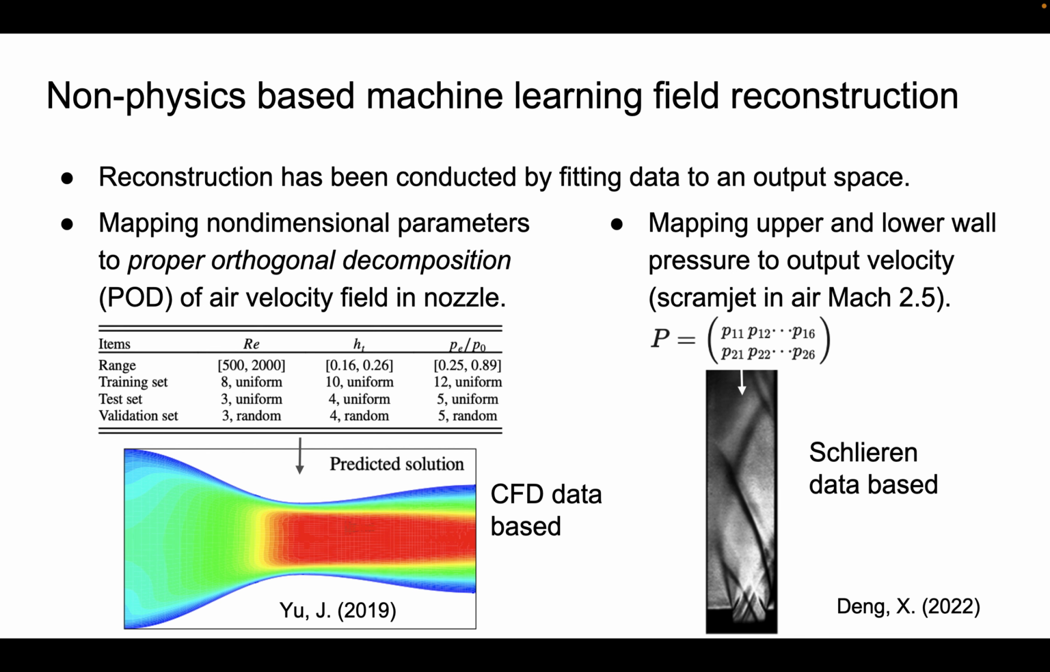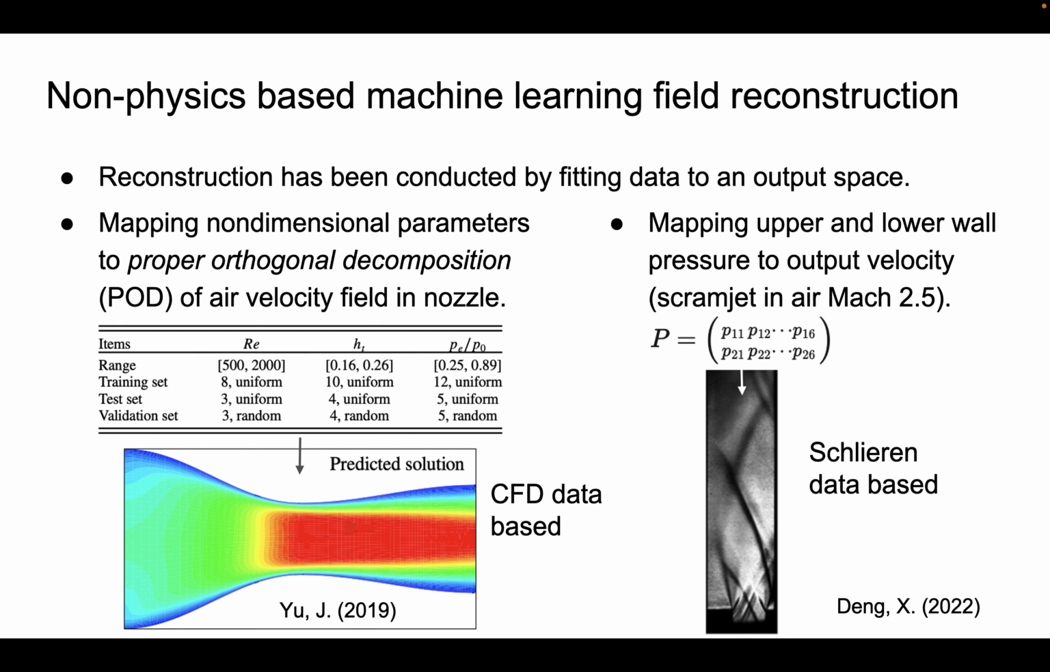And here we already see some limitations of this, in that the output space needs to be a smaller tensor, if you will. So taking some CFD data, you need to first pre-process it into, in this case, a POD of the actual field itself, so a lower resolution of the actual field. And then the one on the right here is a mapping of upper and lower wall pressures to the output velocity. This is looking at the velocity of a scramjet in the air at Mach 2.5.